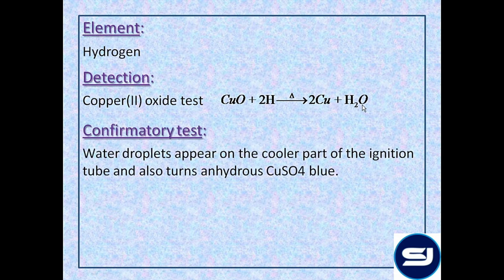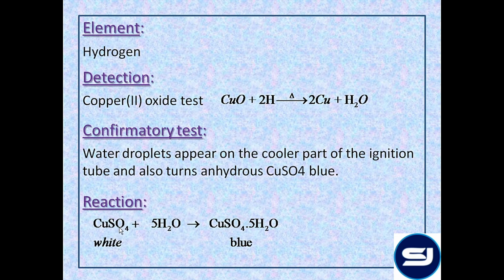The confirmatory test would be the water which is formed: its droplets will appear on the cooler part of the ignition tube and also turn anhydrous CuSO4 blue. The reaction associated with that is simple. Anhydrous CuSO4 is white, but when it comes in contact with water, it gets hydrated to form blue vitriol, which is CuSO4.5H2O, and hence the blue color becomes a confirmation for the presence of hydrogen.